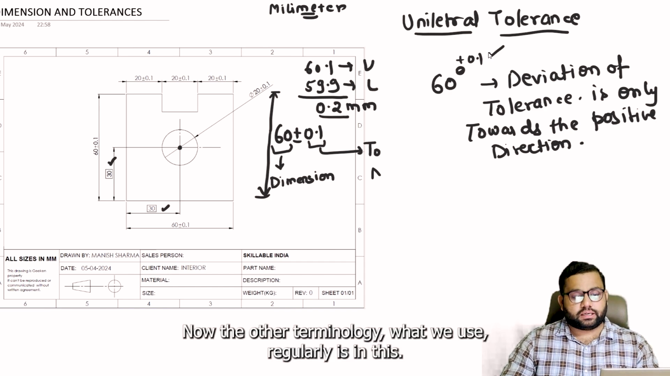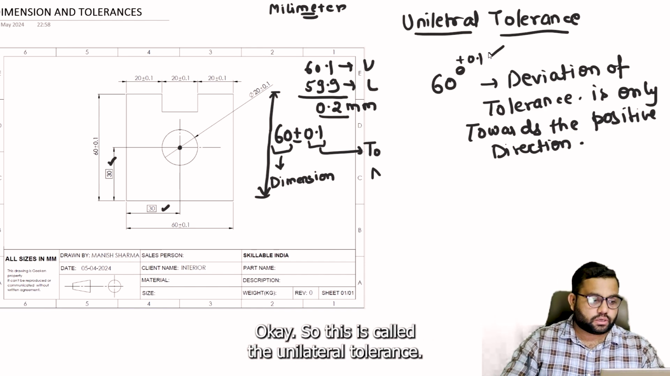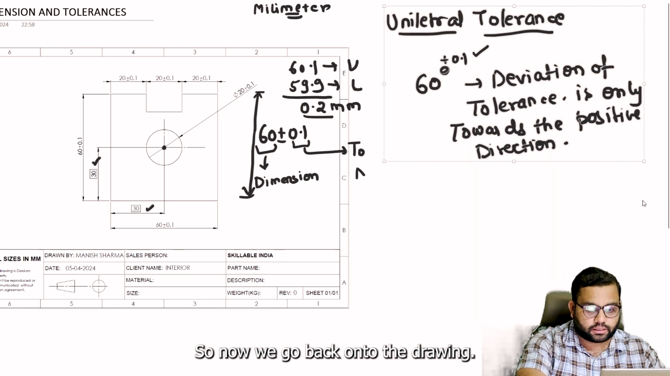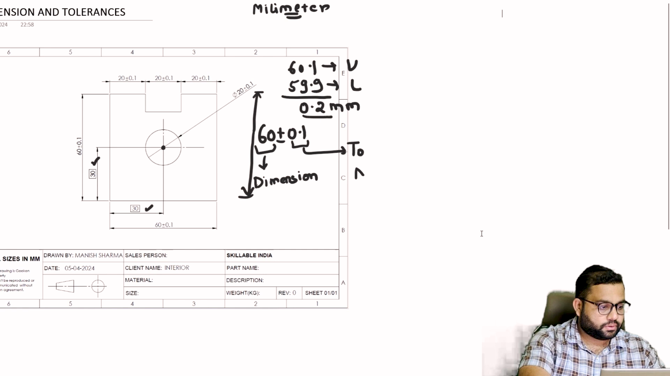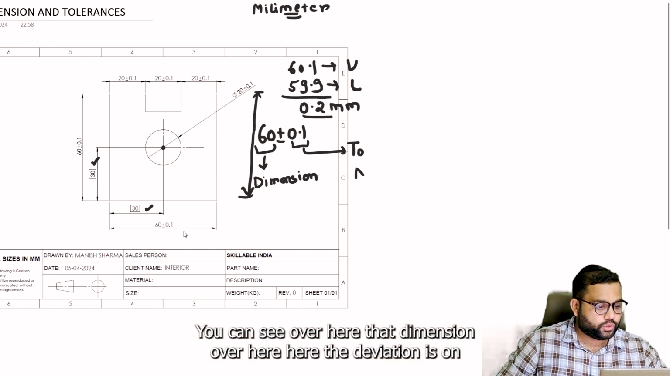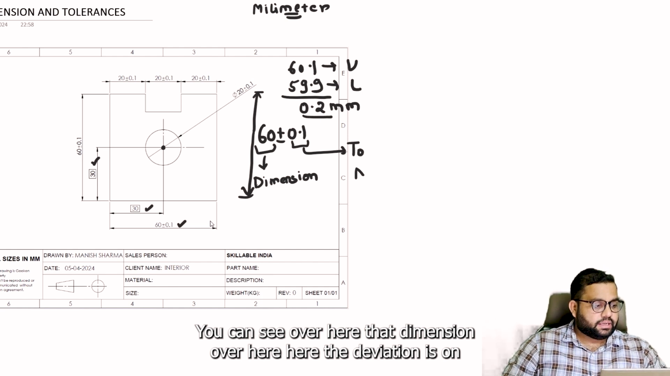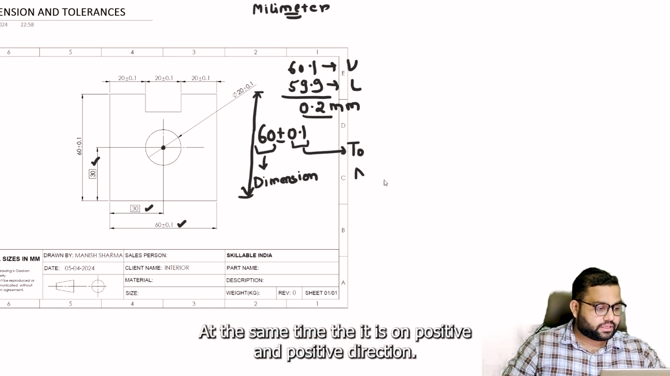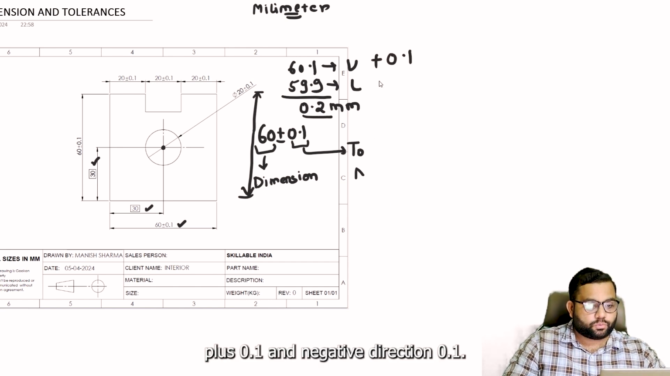Now the other terminology we use regularly is in this. So this is called the unilateral tolerance. Now we go back onto the drawing, onto the previous example. 60 plus minus 0.1, you can see the dimension over here. Here the deviation is in the positive direction as well as in the negative direction: in the positive direction it is 0.1 mm and in the negative direction 0.1 mm.